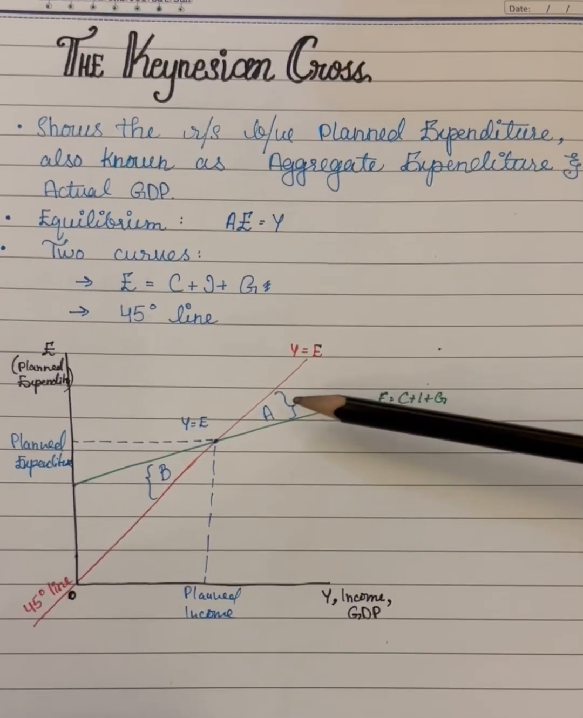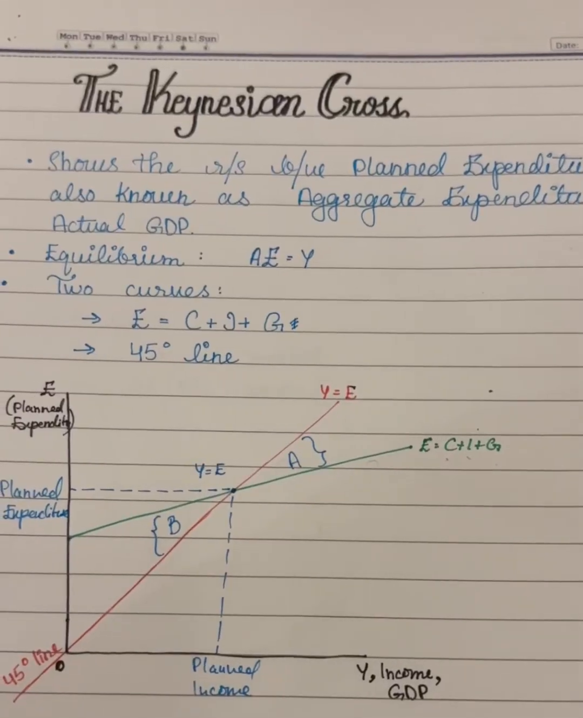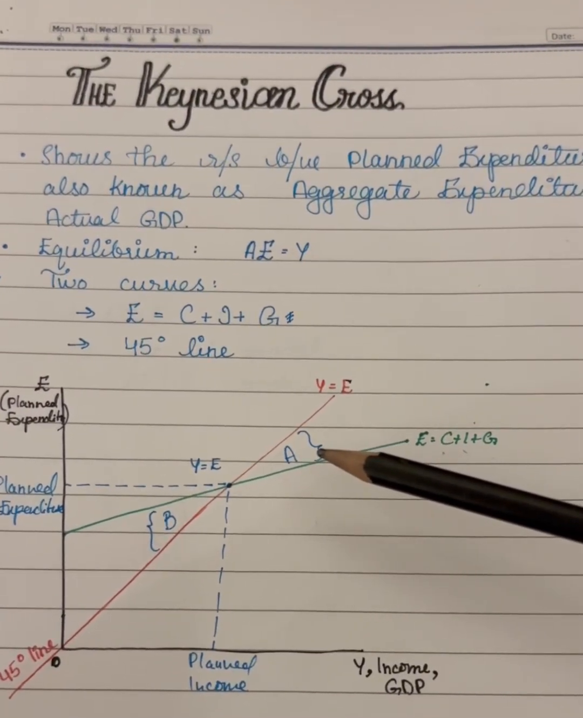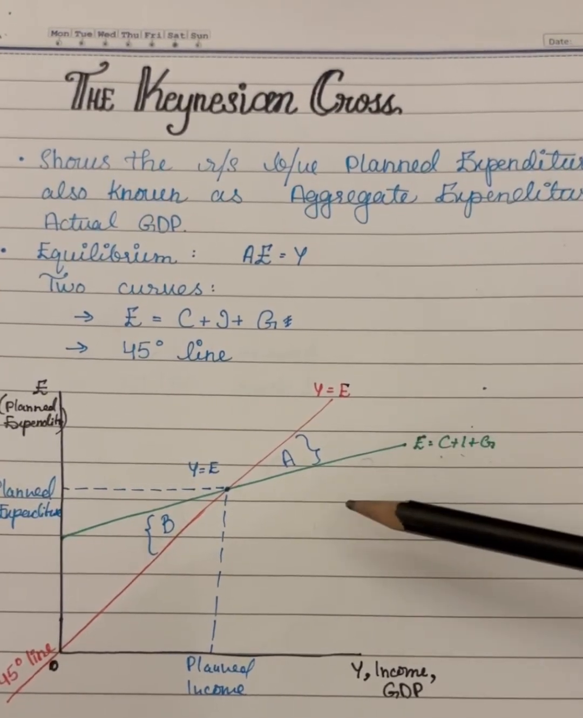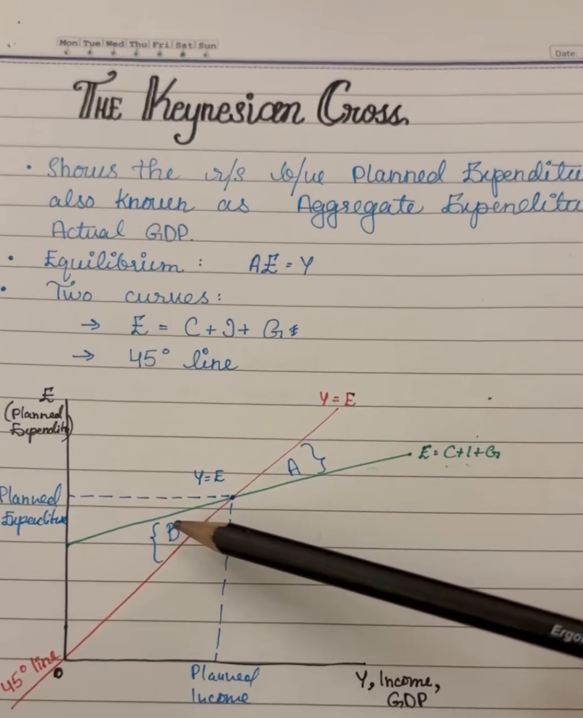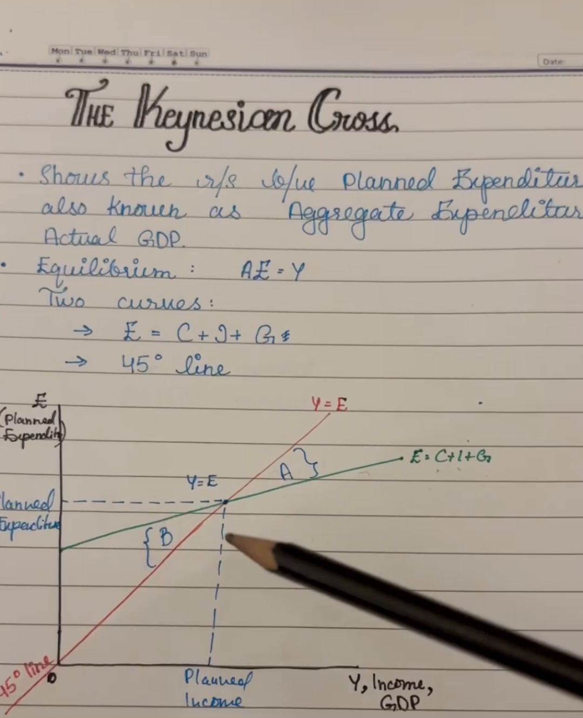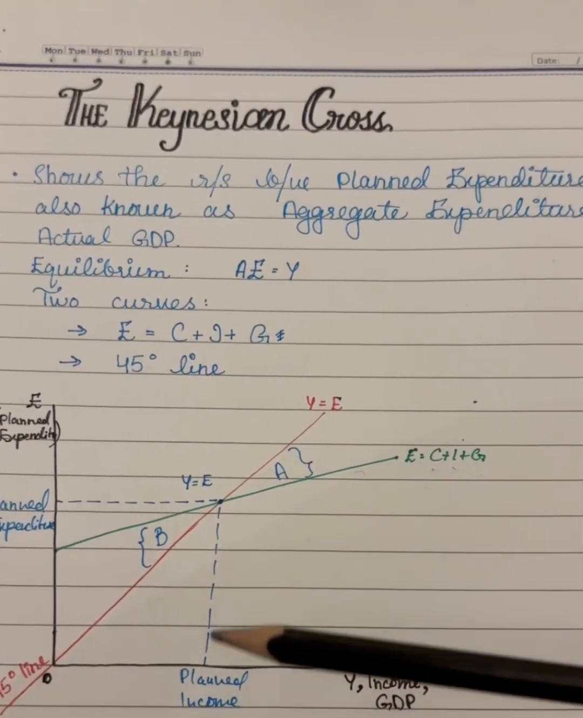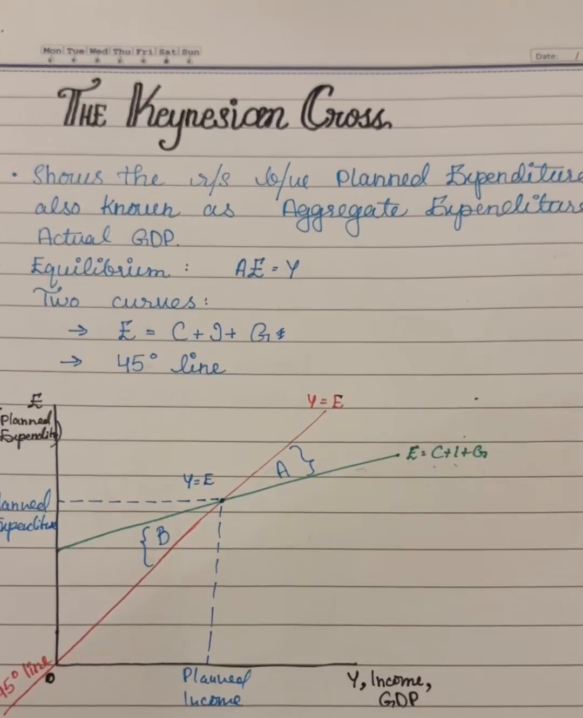This area A shows the first case that we talked about, where the expenditure is greater than the income. So firms will increase production and will earn more profit because there's more demand in the economy. Whereas in section B, this area over here, below the 45-degree line, the firms will have to cut production because there's no demand and the GDP is greater than that. So firms will have to cut production.